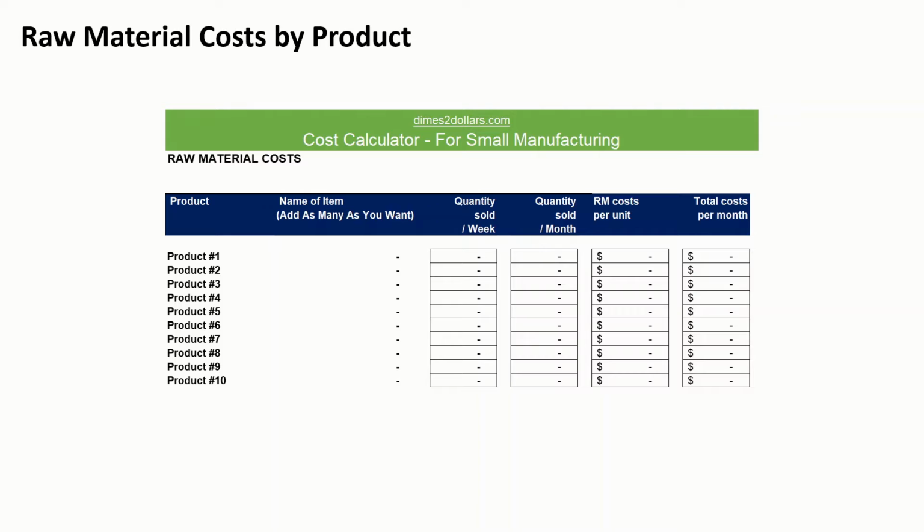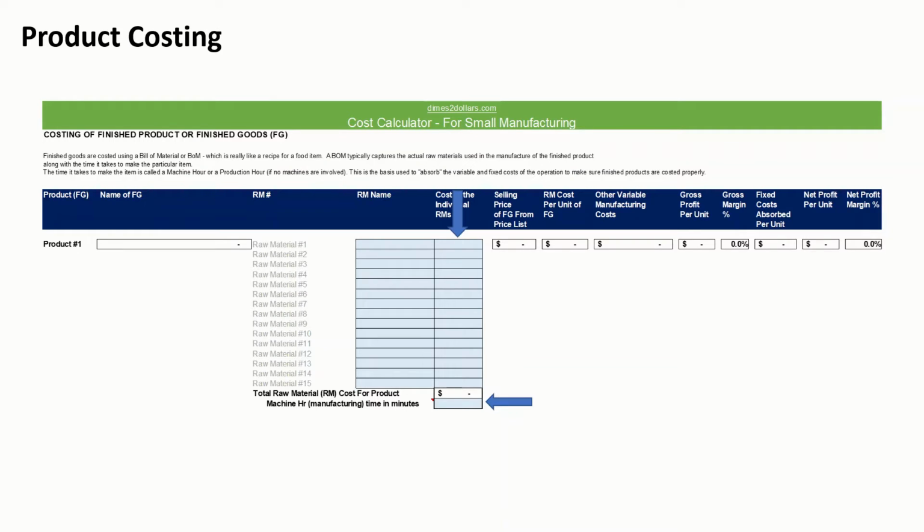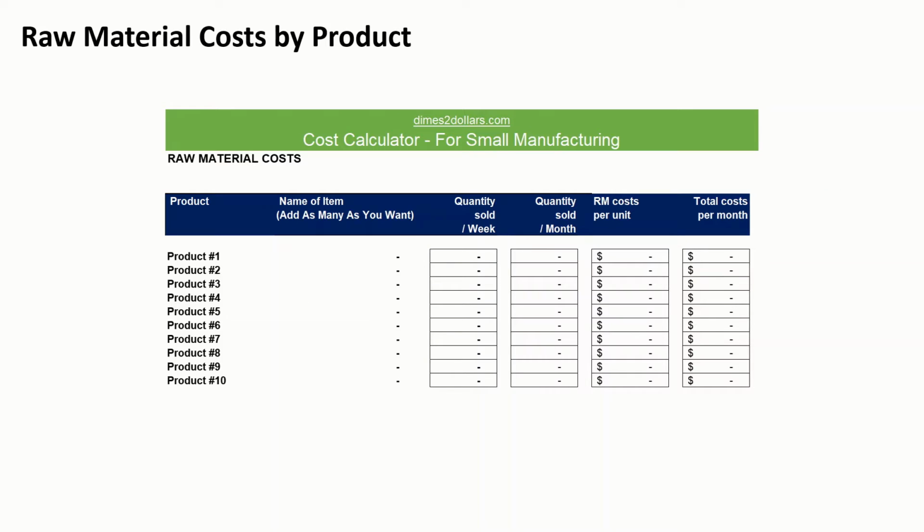cost for each product, which is captured here in this next tab. You will notice that there are no blue shaded cells in this tab, and that's because you're not keying in anything. All this tab is doing is it's capturing the results of this tab in a summary format by product.